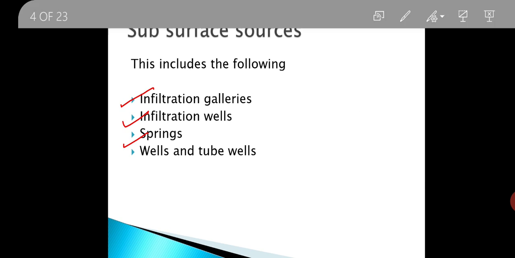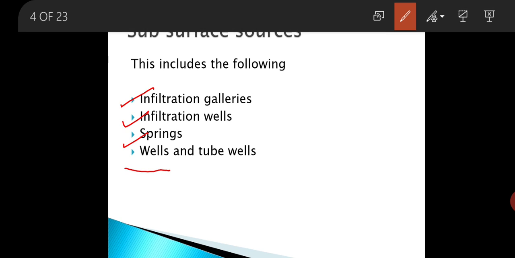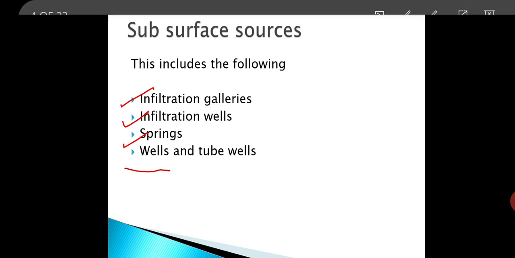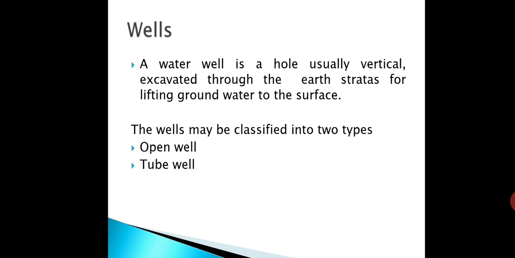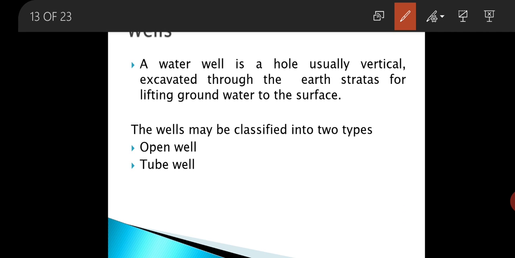Next we will discuss the next type of subsurface source, that is wells. A water well is a hole, usually vertical, excavated through the earth strata for lifting groundwater to the surface. Wells may be classified into two types: one is open well, second is tube well. First we will discuss the open well or dug well.